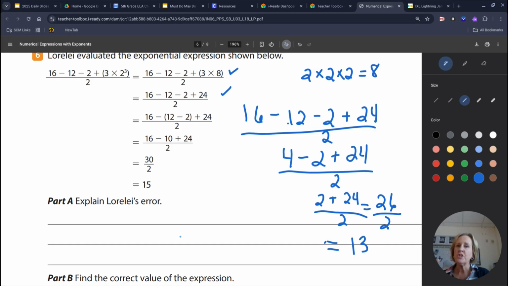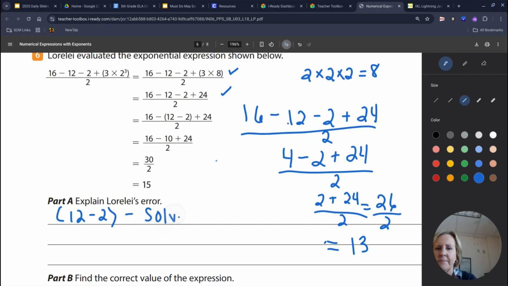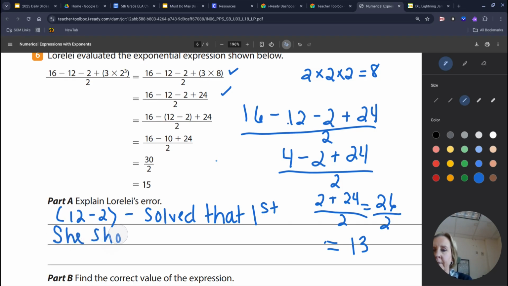And the reason that she got that is because for some reason she put parentheses around 12 minus 2 and then solved that first. That's not what she should have done. She solved that first. Not good. So she should have solved from left to right.